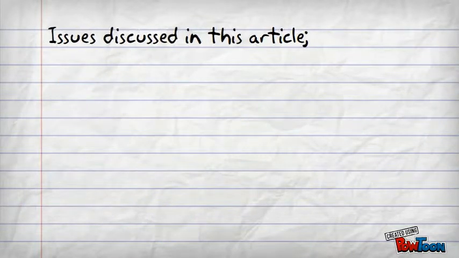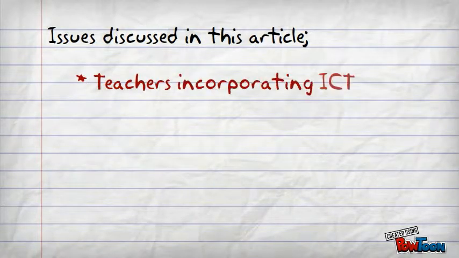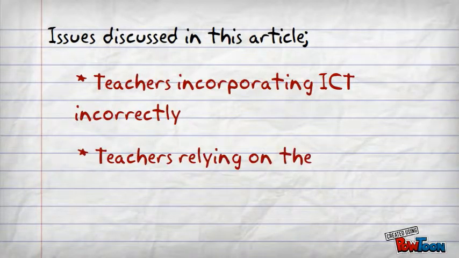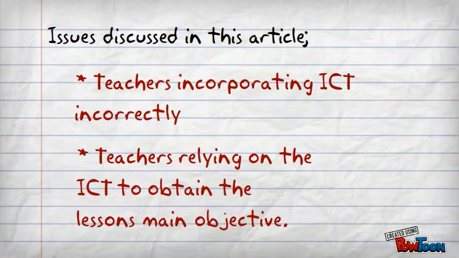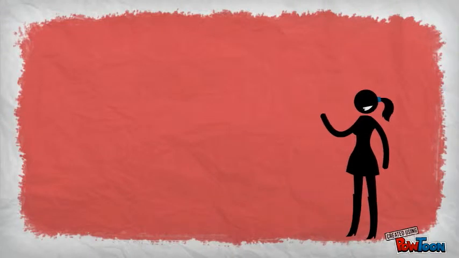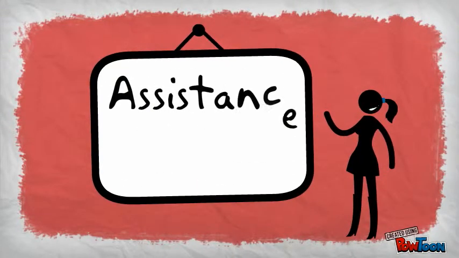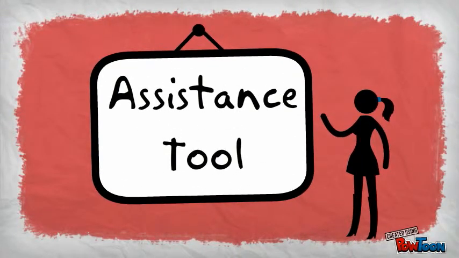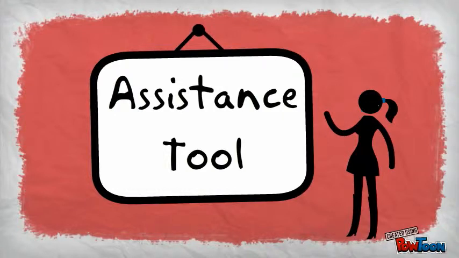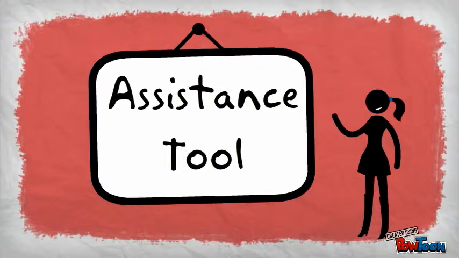The issues surrounding the use of ICT that were discussed in this article are teachers incorporating ICT incorrectly and relying on ICT to obtain the lesson's main objective. It is important for teachers to use ICT as an assistance tool to extend knowledge and promote engagement rather than relying on the technology to teach the student.